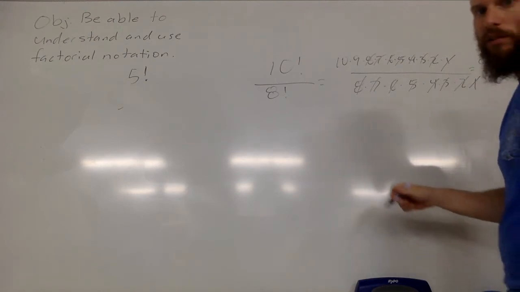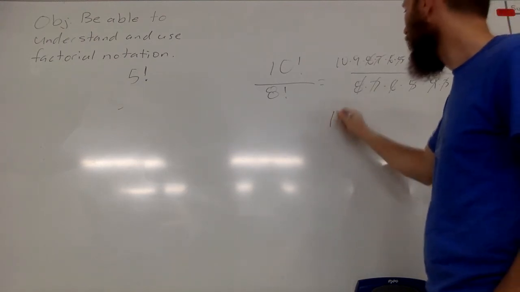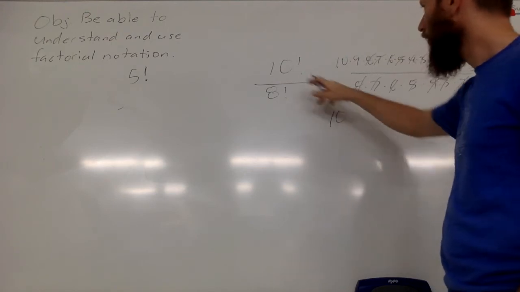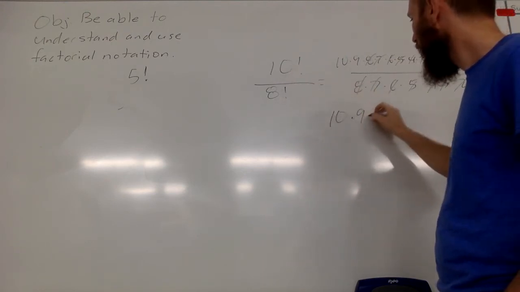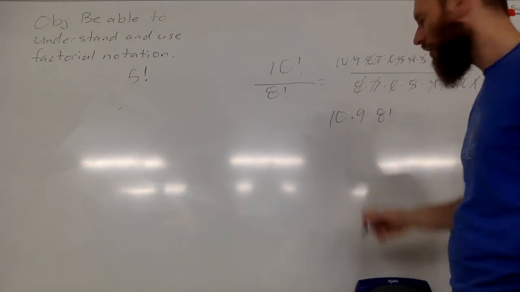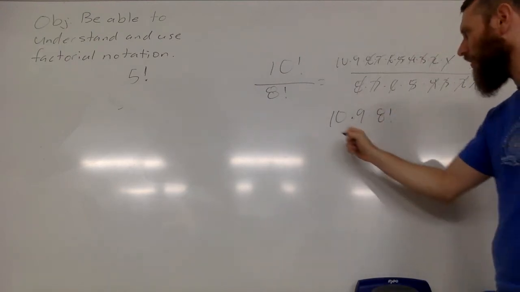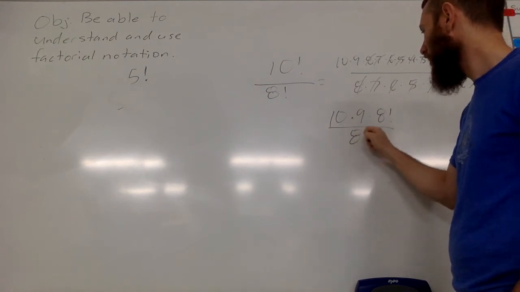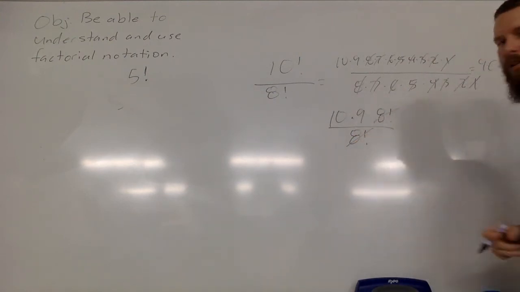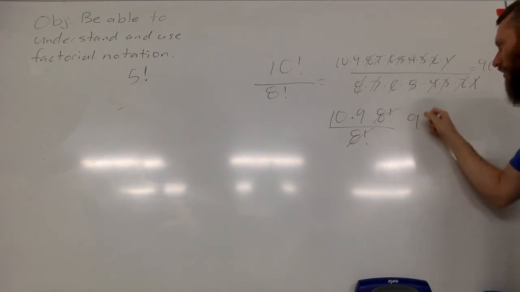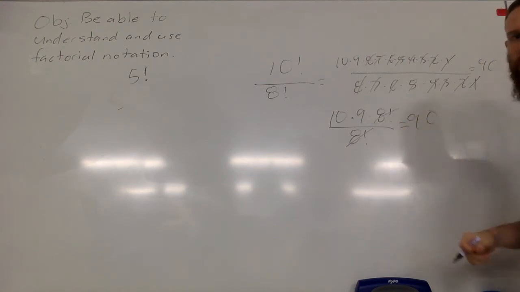A faster way to do that is to have 10 factorial over 8 factorial. That's 10 times 9 times 8, and then we're just going to leave this 8 as 8 factorial over 8 factorial, and then we can just cancel these a lot faster and get 10 times 9, the same answer as 90.